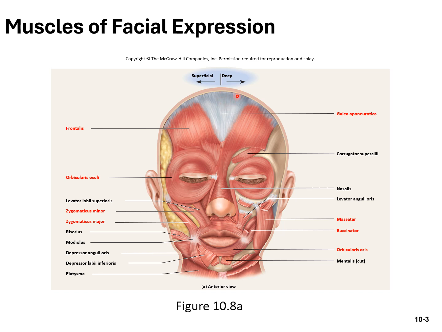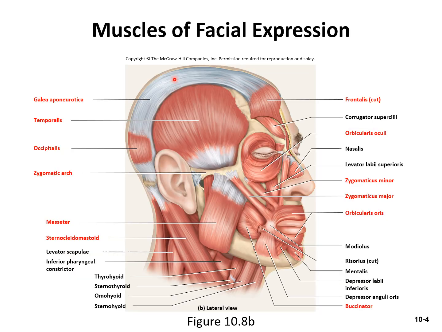So on top of the head, you'll see the galea aponeurotica. Even if you turn the head to the side, you can still see the galea aponeurotica. You still see the frontalis, the orbicularis oculi, and the zygomaticus minor and zygomaticus major. On this diagram or cartoon, you see the major is a little bit longer than the minor.